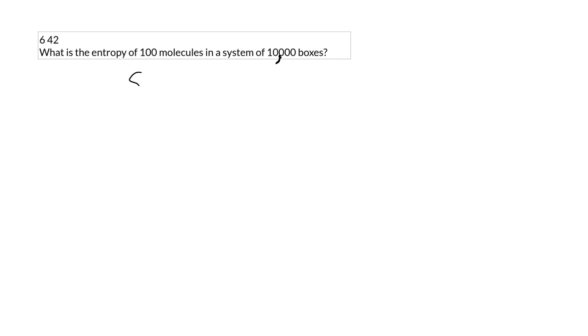All right, let's take a look. Well, we know according to the Boltzmann theory of entropy that entropy is equal to a constant times the natural log of the number of ways the system can be arranged. In a gaseous box, we define the number of ways a system can be arranged as the number of boxes raised to the number of molecules.